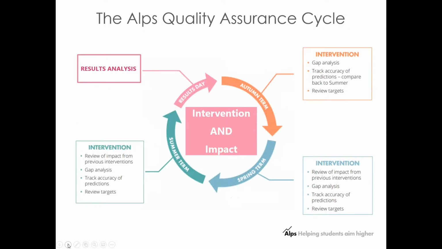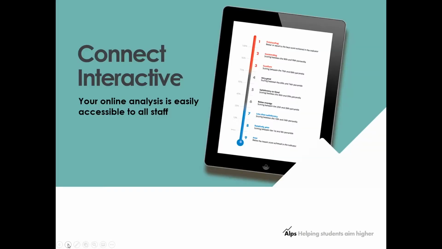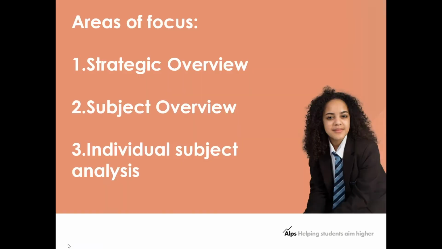This grade point analysis will be taking place during the autumn term, and the key thing here is to look at gaps between different student groups and then identify those students who require further intervention. Remember, as you approach any grade sweep, the key thing is to ask the right question at the right time. So for example, are my male students making as much progress as my female students? Or equally, are my disadvantaged students making as much progress as my non-disadvantaged students? Using ALPS Connect Interactive, you'll be able to get the answers to these questions.